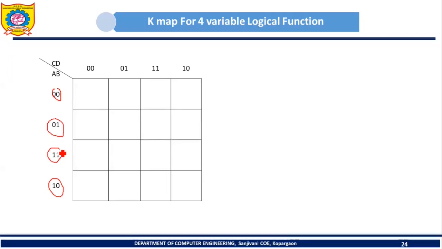Same case as that of the 3 variable K-map. In the 3 variable K-map also we have taken a sequence like this: first of all 0 0, then 0 1, then we have taken 1 0 here, and then 1 1. Similarly, on the top side we again have 2 variables, C and D. So C and D can again have 4 combinations: 0 0, 0 1, then 1 0 should be here, and this is 1 1.